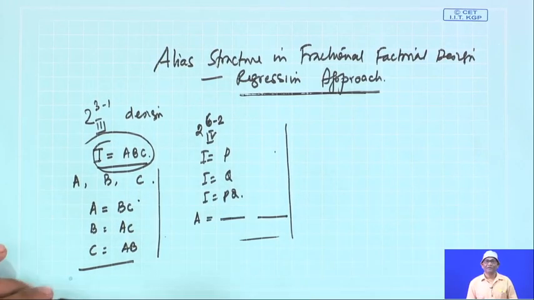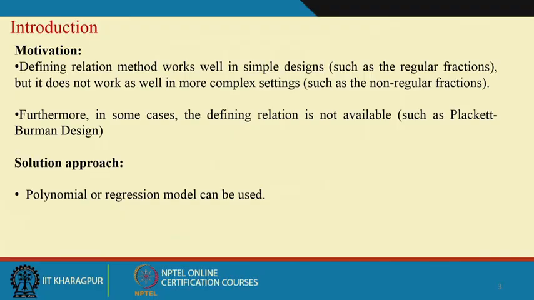In this half an hour lecture, I will show you how the regression approach will be used to find out the alias structure, with two small examples. The motivation is that there may be situations when the design will be complex, for example non-regular fractions, and there are situations where the design is simple, which is a regular fraction.